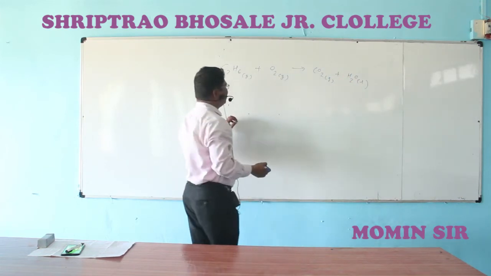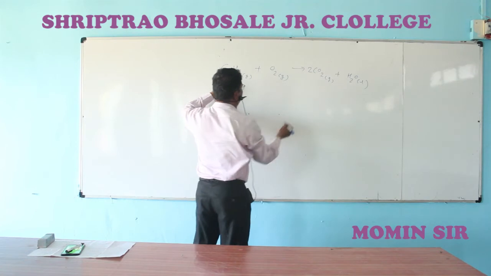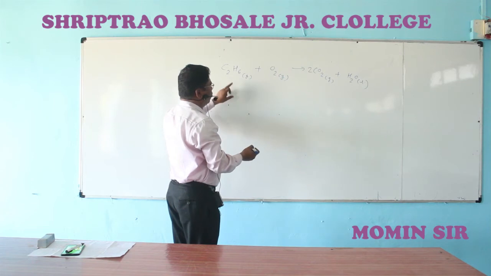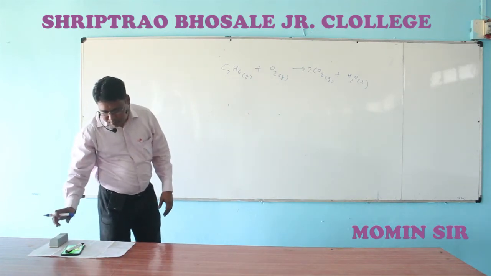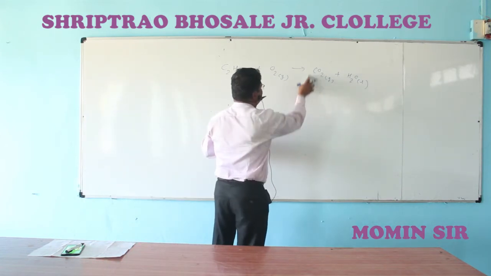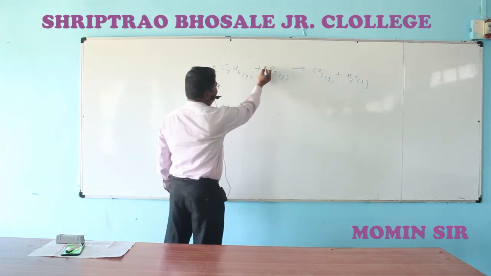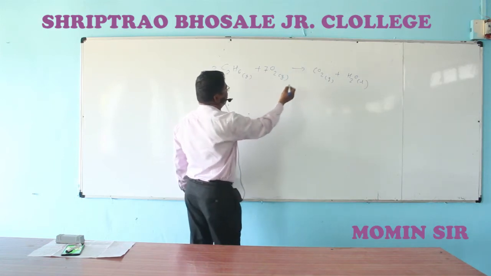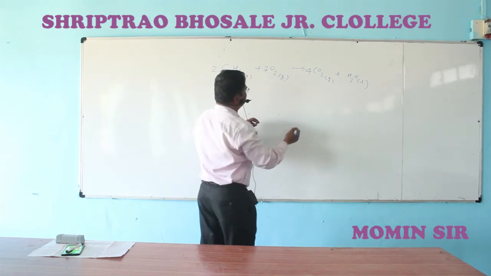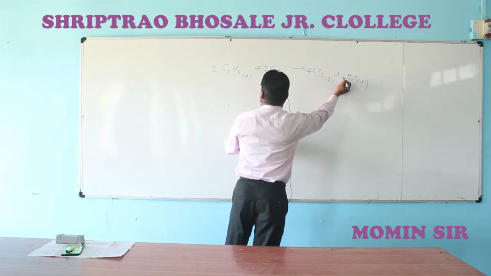You know that this reaction is not balanced. We want to balance this reaction. Here 2 CO2, here 2 H2O, and we can write it like this to balance the reaction: 2 C2H6 plus 7 O2 gives 4 CO2 plus 6 H2O.